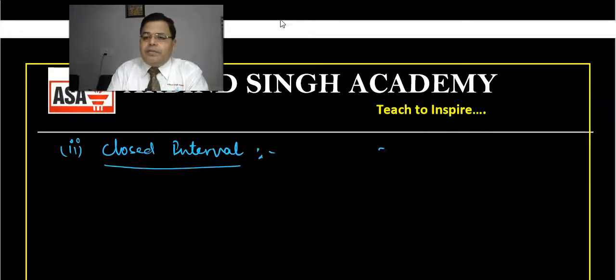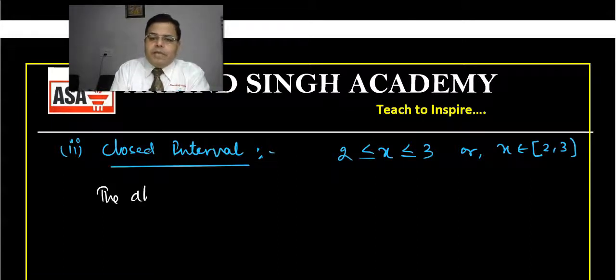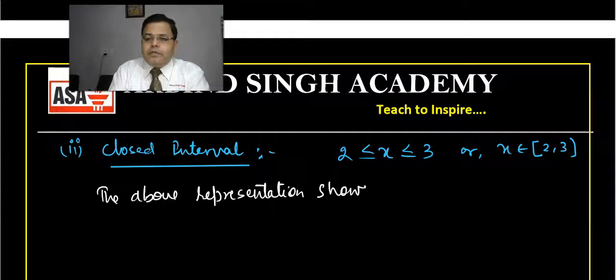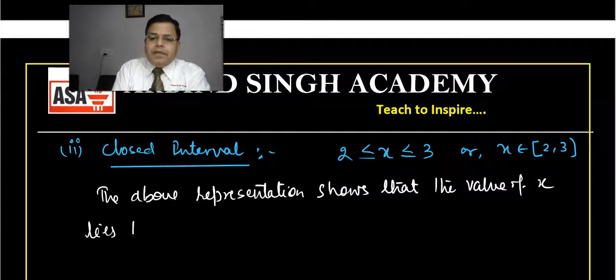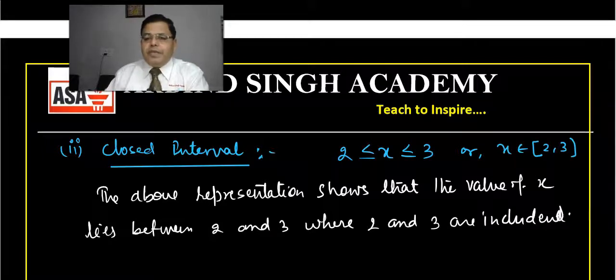A closed interval is, if someone writes the value of x is greater than 2 and less than 3, or if it is written like this, 2 and 3, then the symbol indicates that x has least value 2 and greatest value 3. The above representation means the value of x lies between 2 and 3, where 2 and 3 are included. So the least value 2 and the greatest value 3 are included.